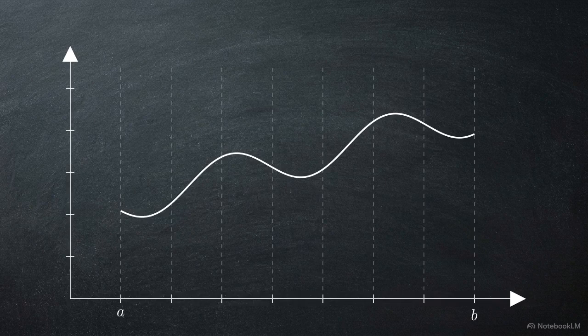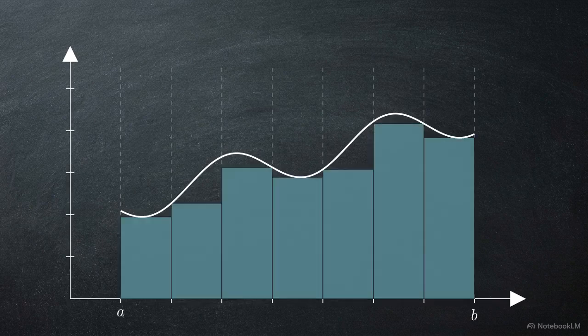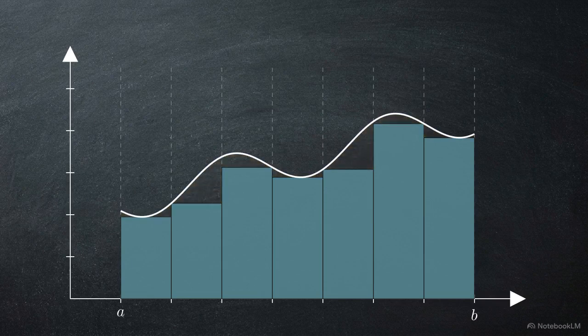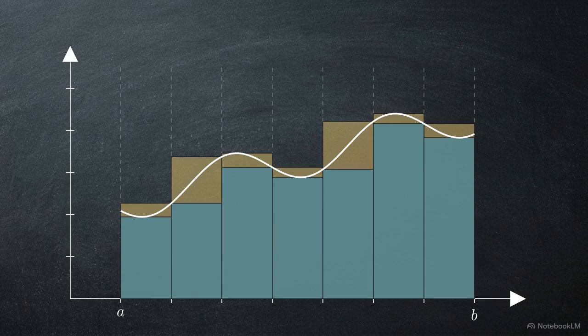We use the lowest points to calculate our lower sum. By drawing rectangles up to m sub i for each segment, we build a shape entirely beneath the curve. Because of the empty gaps left over, this area is a guaranteed underestimate. Conversely, calculating the upper sum means drawing rectangles up to the highest points, M sub i. These rectangles break through the curve, resulting in a guaranteed overestimate.